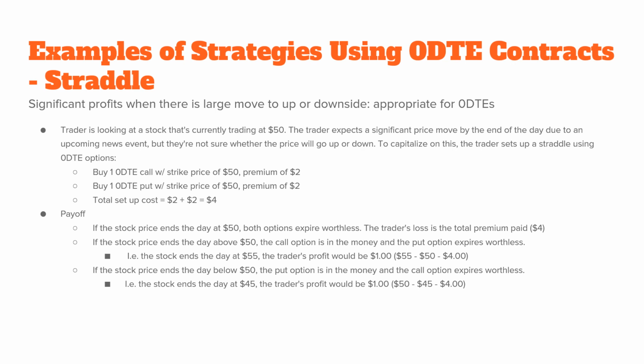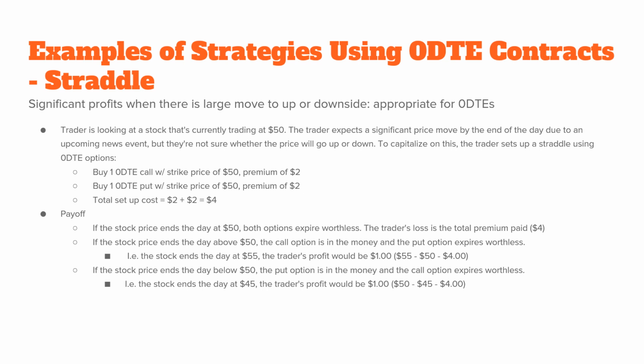Regarding payoff, if the stock price ends the day at $50, both options will expire worthless. If the stock price ends the day above $50, the call is in the money and the put option expires worthless. And in this example here, I have the stock price ending at $55, meaning the trader's profit would be $1. And if the stock price ends the day below $50, the put option is in the money and the call option expires worthless. And in my example, hypothetically, the stock ends the day at $45, so the trader's profit would be $1.